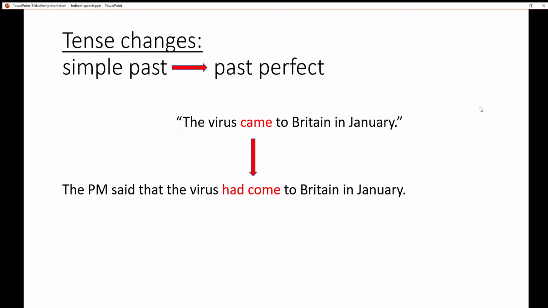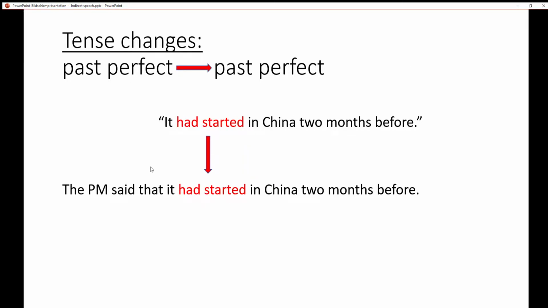But what if what the Prime Minister says is already in the past perfect? Oh my God, what do we do then? Let's have a look. The Prime Minister says it had started in China 2 months before. So that's already in the past perfect. It had started. So where do we go from here? We can't really, there's no other tense to go back to. Well, we don't do anything.